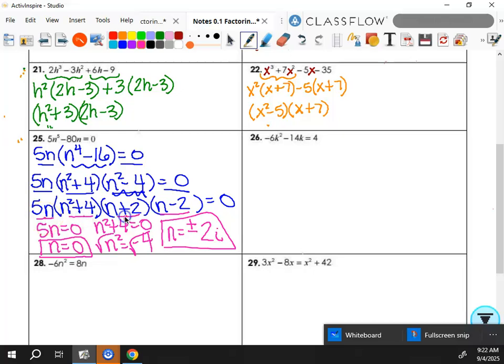Okay, so I've got this. I took care of this. Now I got these two. I'm going to get n plus 2 equals 0, so n equals -2. And then n minus 2 equals 0, n equals 2. So this was a 5th degree polynomial. I have 1, 2, 3, 4, 5 zeros, but only 3 real zeros. So if I were to graph it, I would only be intersecting or touching the x-axis at 3 points, right?